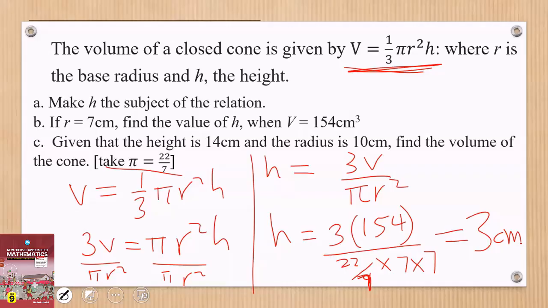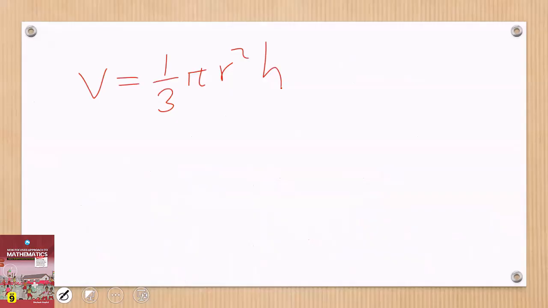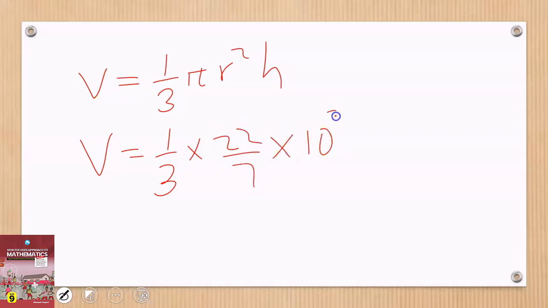Right. Now the next question says that we should find the volume, given that the height is 14 and the radius is 10. In that case, we need to go back to the original equation and say that our v is equal to 1/3 pi r squared h. Now the question gave us height to be 14 and radius is 10. So v is equal to 1/3 times 22 over 7 times 10 squared times our height being 14.